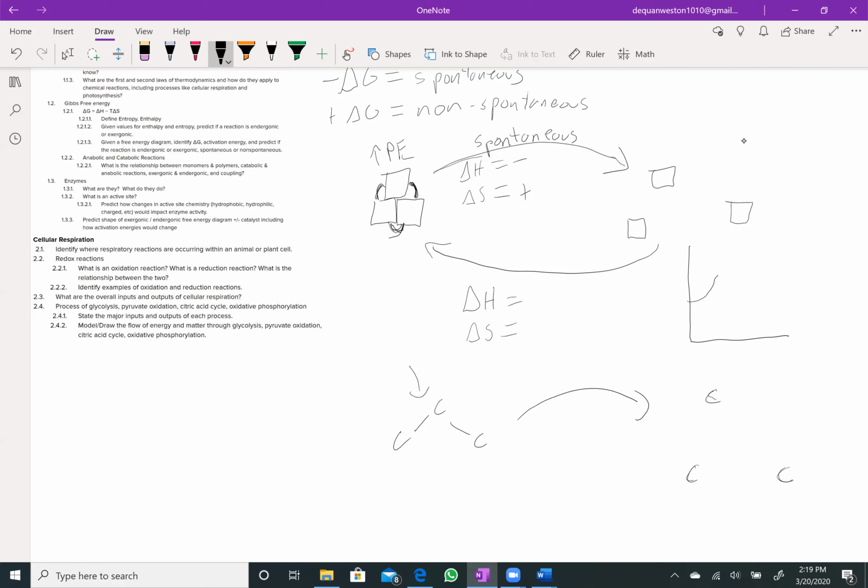So think of your energy graph. Everything has this little input of energy that's required. You'll never see a reaction graph that goes like that. Everything requires this little bit. It's called the activation energy. Everything requires the activation energy.